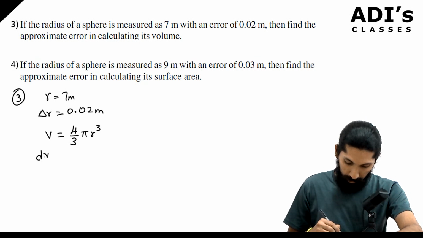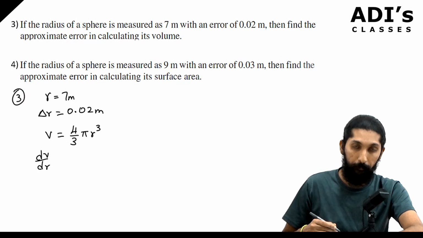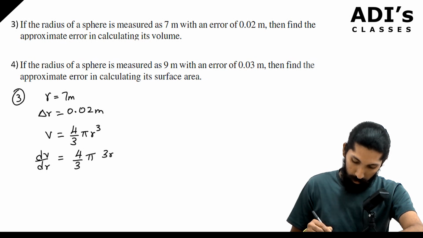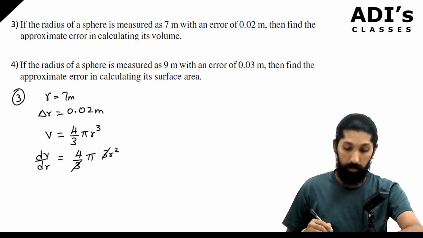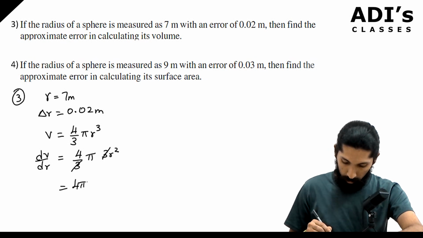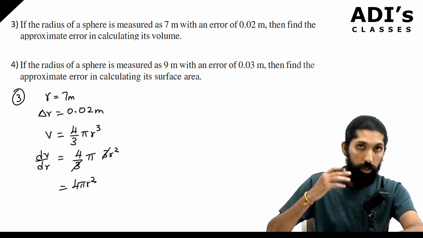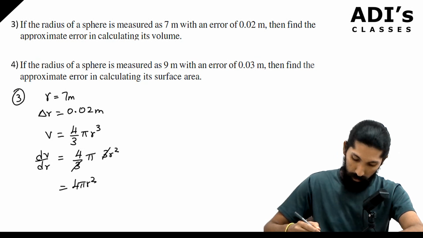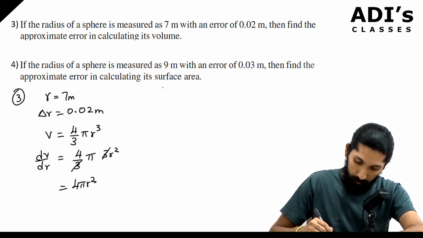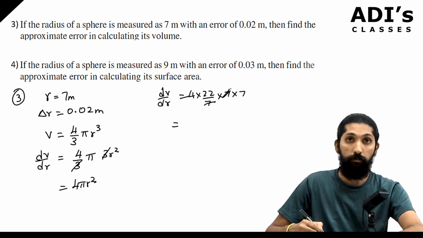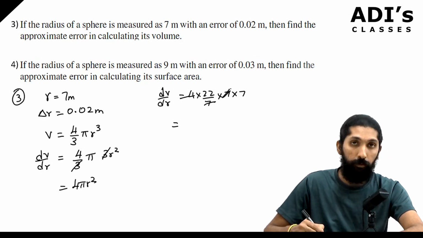So dv by dr, because radius is changing, right? So 4 by 3 pi into 3r square. 3 and 3 cancels. So you'll get this as 4 pi r square. What's the value of r? R value is 7. Substitute r as 7. In the sense, you're going to get dv by dr, 4, 22 by 7, 7 into 7. 7, 7 cancels. Correct? So you have 22 into 7 is 154.